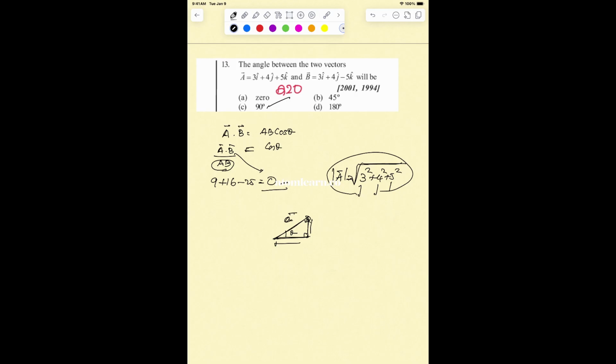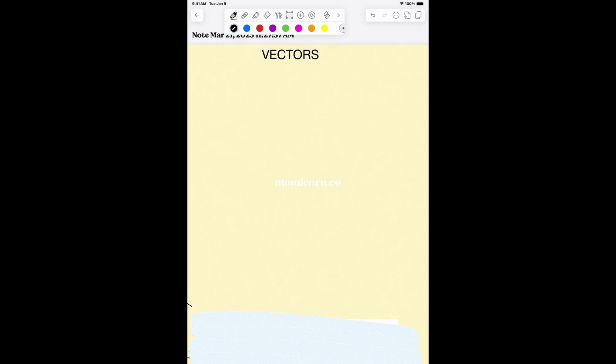Understood? Good. Therefore, we have practiced enough on this. You can do your own practice of various kinds of questions on the dot product, right? We will now take up cross product. How to find the cross product between two vectors.